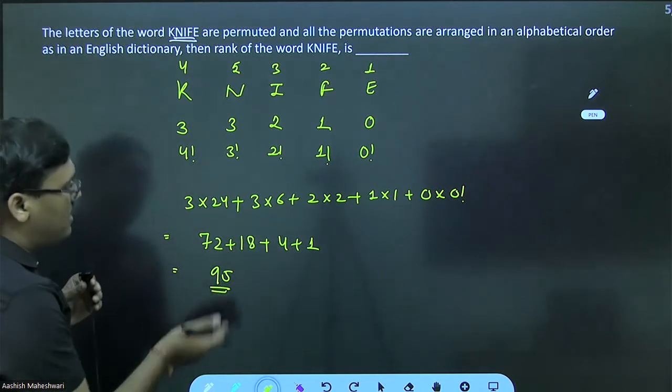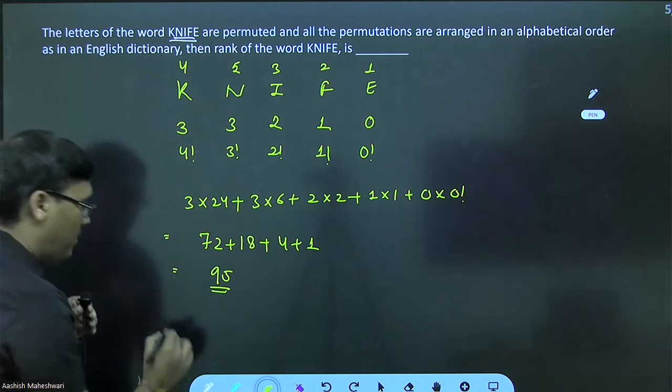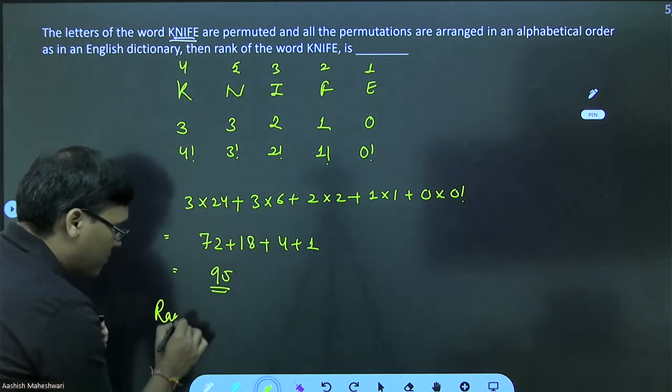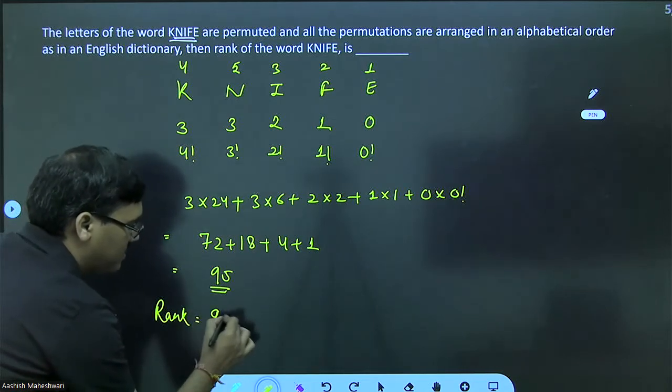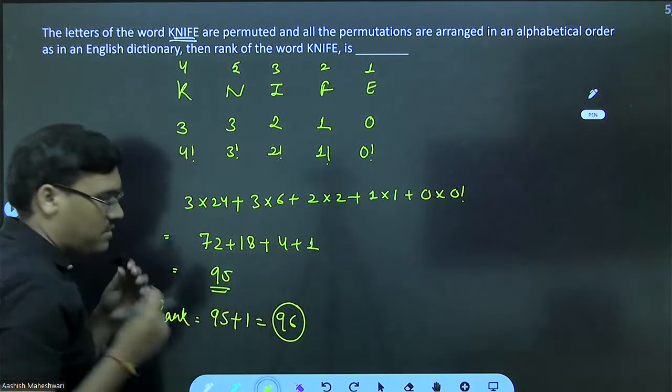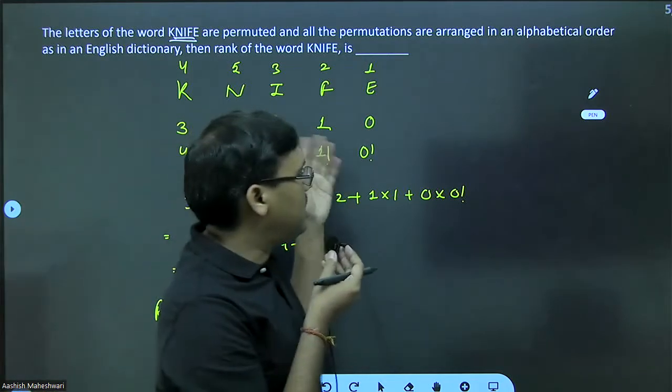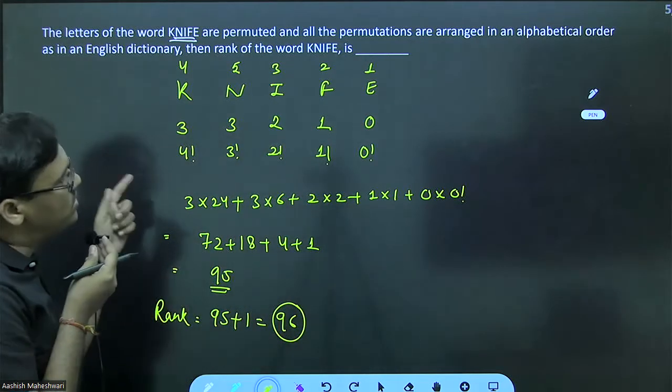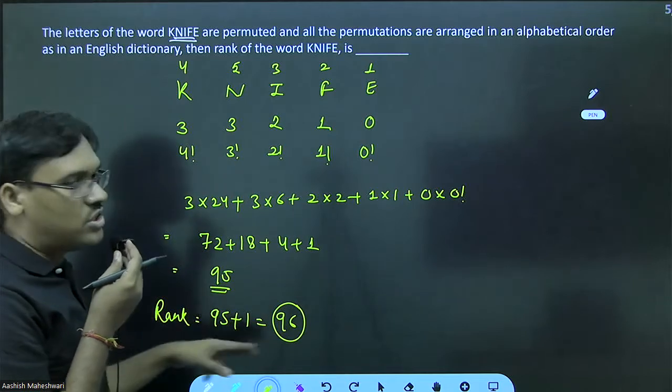So how many words are before 95? What is the rank? The question is, what is the rank? Rank is 95 plus 1, which is equal to 96. So you can see how quickly you can solve this type of question by using this shortcut.